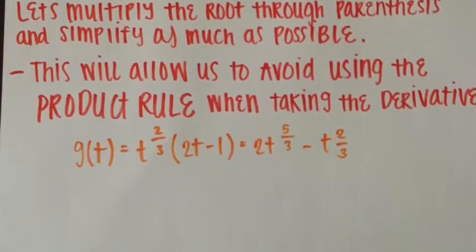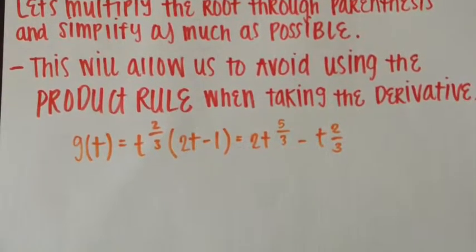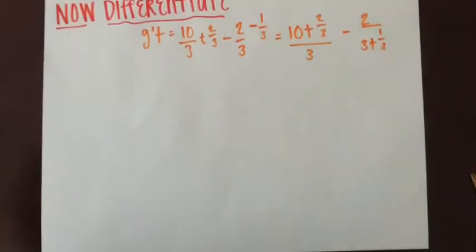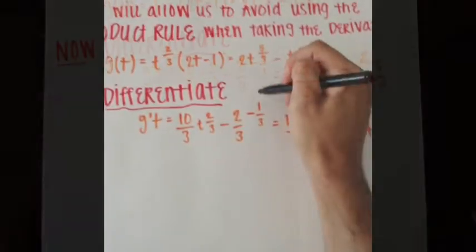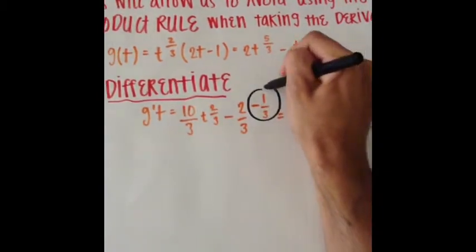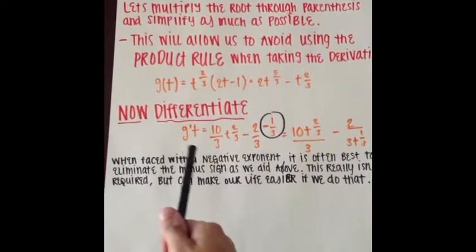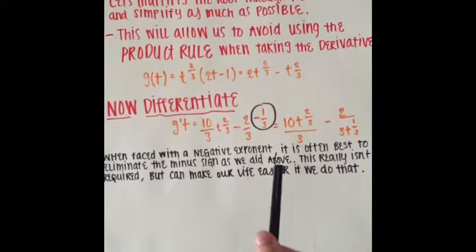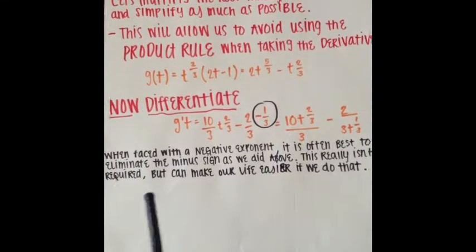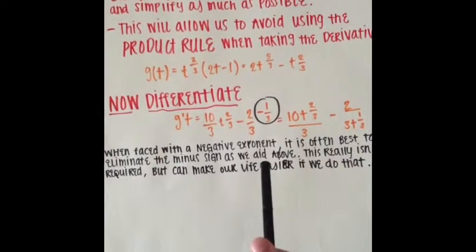Now we need to differentiate. We will need to be careful with this problem. Here's our factored equation, but I see something we can eliminate. A negative exponent. When faced with a negative exponent, it is often best to eliminate the minus sign as we did above. This really isn't required, but it can make our life easier if we do that.